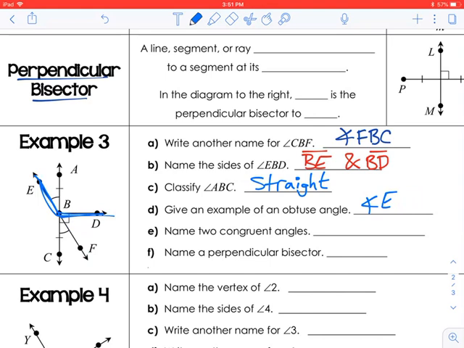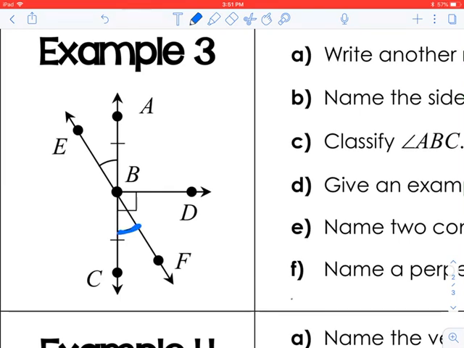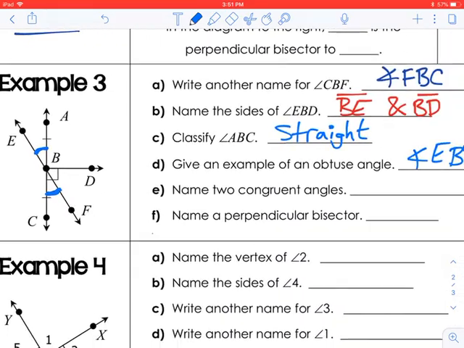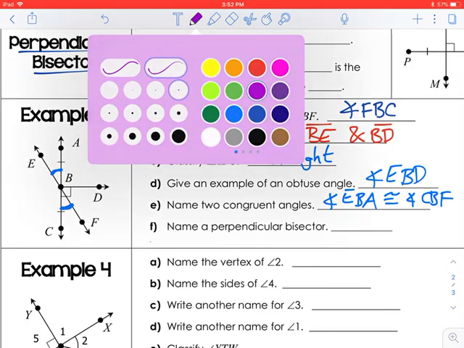Oops, I'm erasing something I didn't mean to. Okay, and two congruent angles. If you look at the picture, these two are marked the same. If you have two angles that are marked the same, we can say those are equal. So angle EBA, the top one, is congruent to angle CBF because they're marked the same. And then perpendicular bisector, again, we'll talk about later.